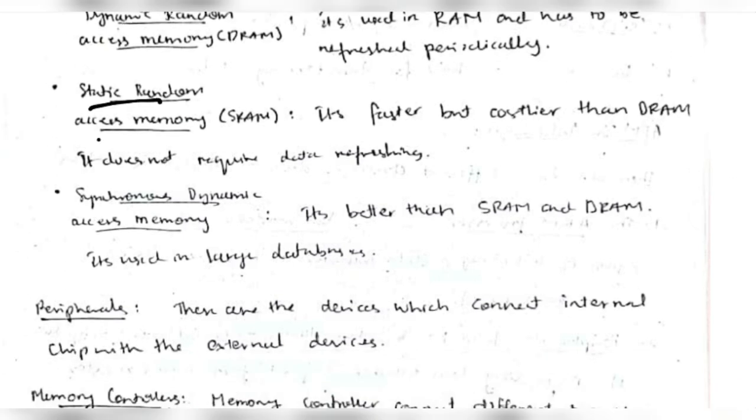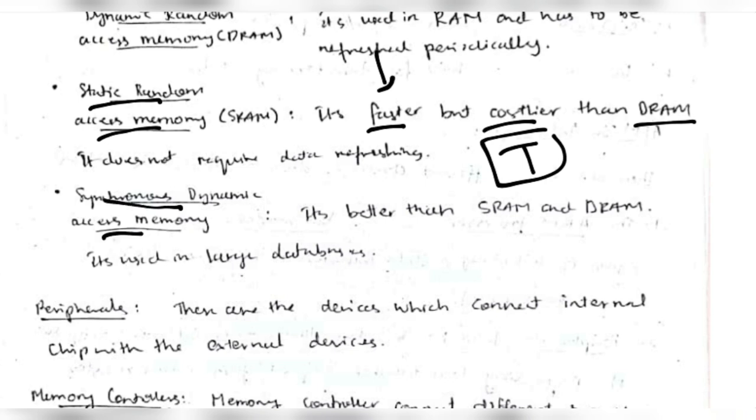Then we have static random access memory. This type of memory need not be refreshed, but it is costlier than DRAM because it uses transistors, and it's faster also. So it will be used in larger databases which require much more important memory. Next we have synchronous dynamic access memory, which is used in large databases and it's better than SRAM and DRAM, but it's very rare. It will be used in research fields like NASA and so on. So it will be very rarely used.